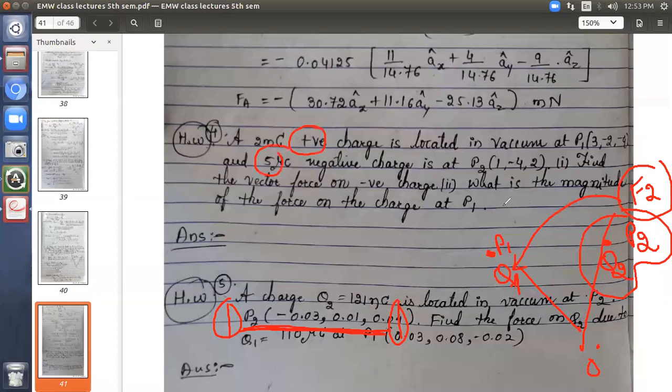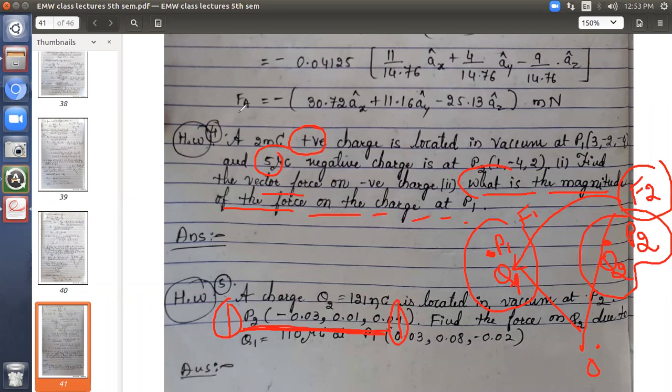Now, what is the second thing? What is the magnitude of the force on the charge at P1? So again, the second point is also asked. Force F1 you need to calculate. What is the magnitude of the force on the charge at P1? So F1 you need to calculate. There is a continuity in the question actually. They have not directly asked you the vector force.